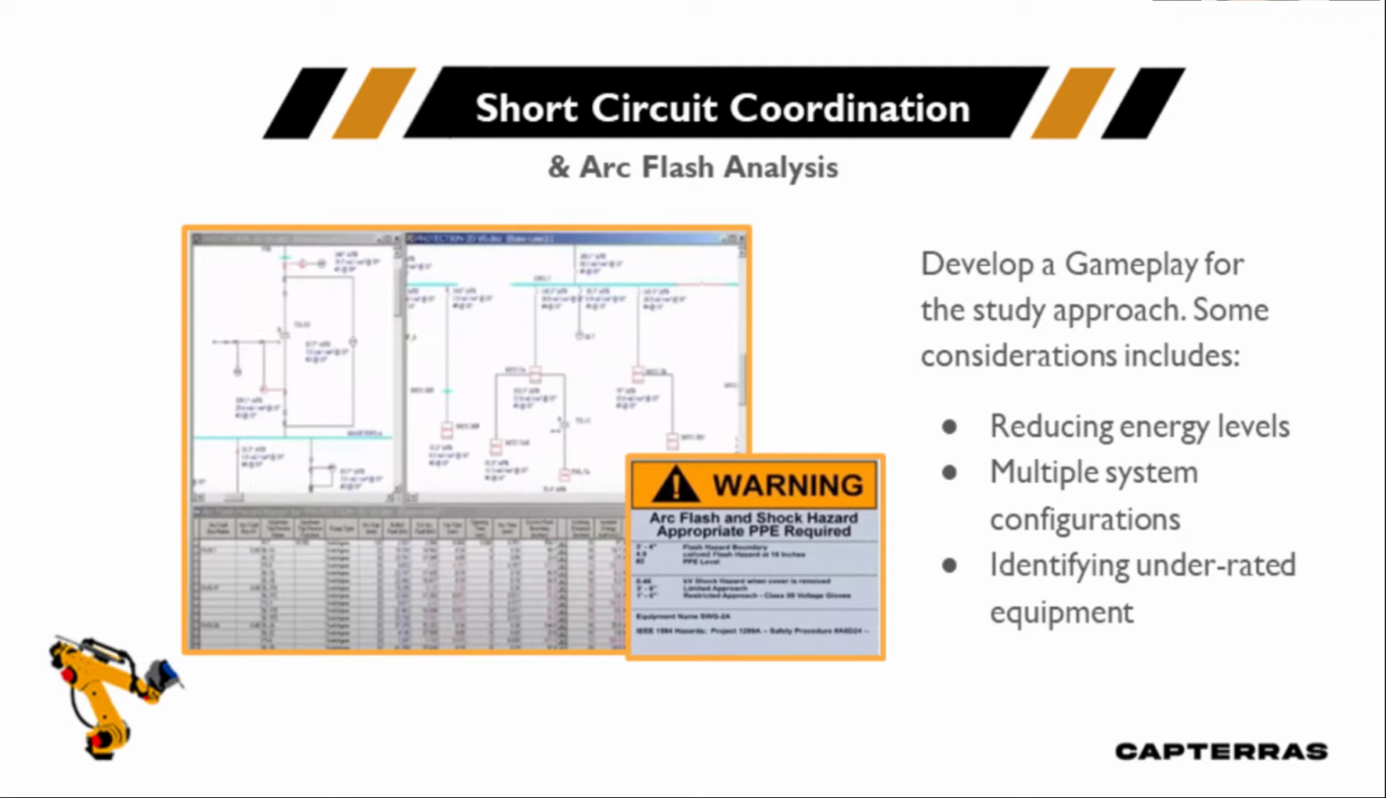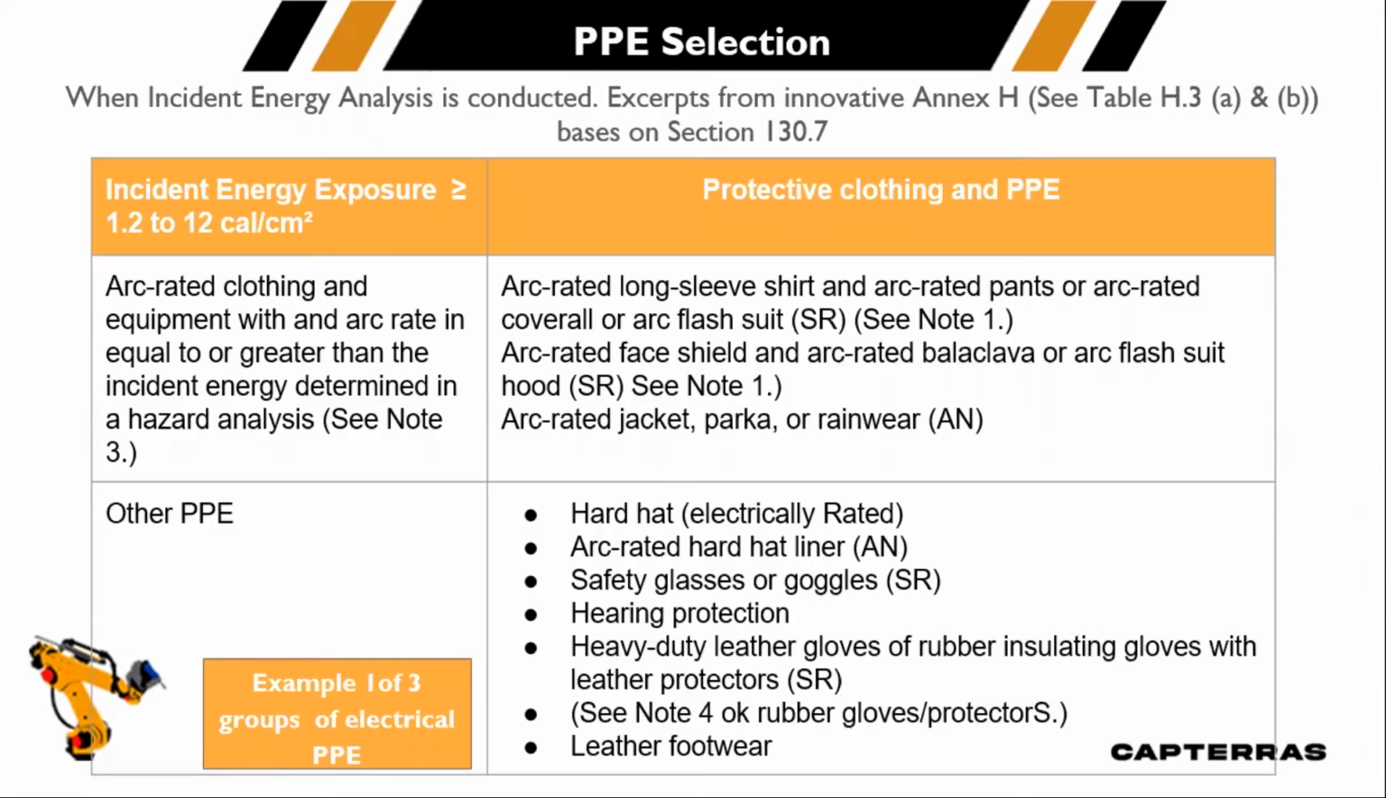We need to develop a game plan for the study approach. Some considerations include reducing energy levels, multiple system configurations, and identifying underrated equipment. Without all this, we are trying to break the energy down. We really need to take care of the results of the calculation and formulas for optimal results. The PPE selection, when incident energy analysis is conducted, based on Article 130. Incident energy exposure equal or greater than 12 cal.